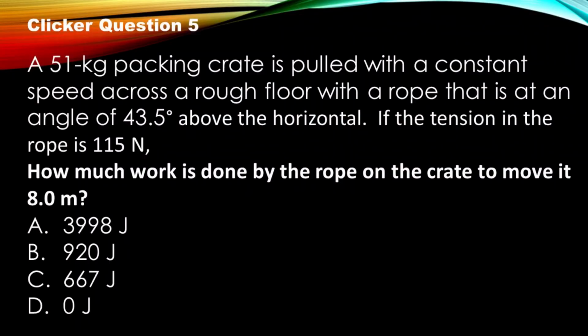So the next one says a 51 kilogram packing crate is pulled with a constant speed across a rough floor with a rope that is at an angle of 43.5 degrees above the horizontal. If the tension in the rope is 115 newtons, how much work is done by the rope on the crate to move it 8 meters? It's a mouthful. Okay. So go ahead and take a look at this one, and I'll give you guys a couple minutes to do it.